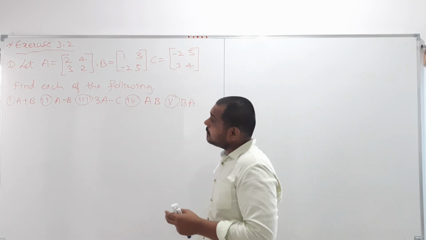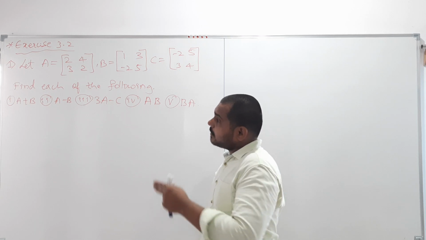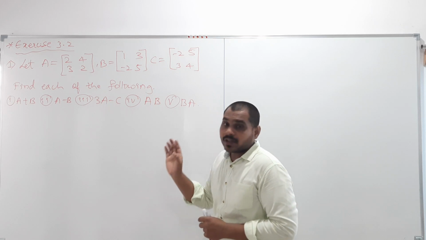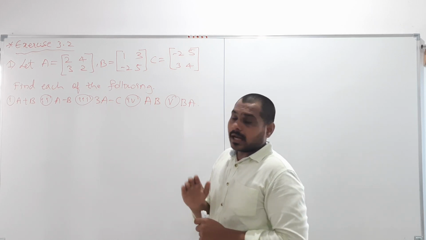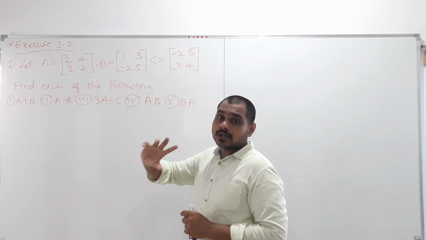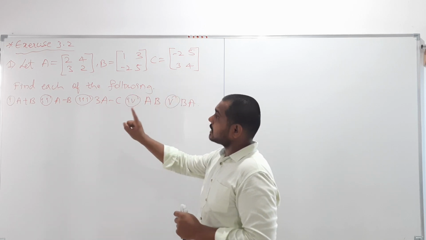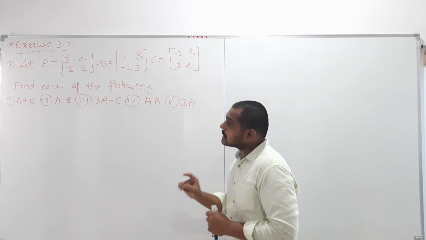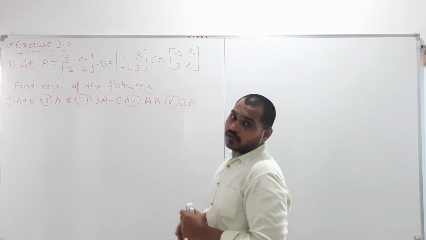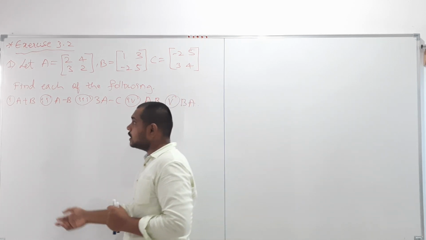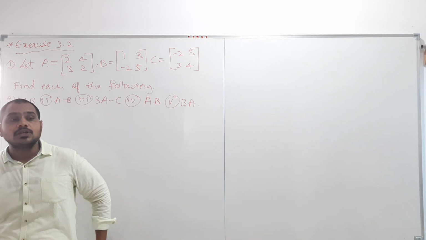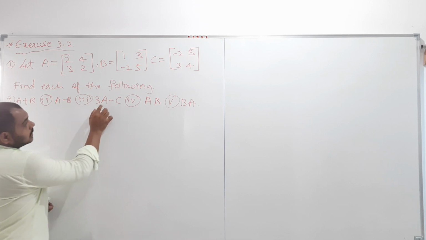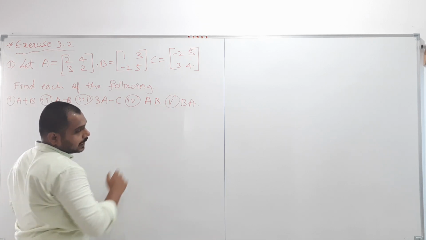So for that reason, my dear students, first I'll check the given matrices. This is exercise number 3.2, first question of your NCERT, and they gave you the three matrices A, B, C, and they asked: find each of the following. Find each of the following means you should find A plus B, means you should add the two matrices, and A minus B, and next 3A minus C, AB and BA.